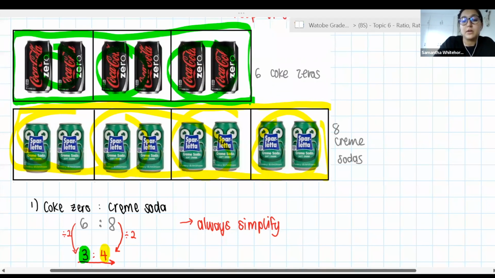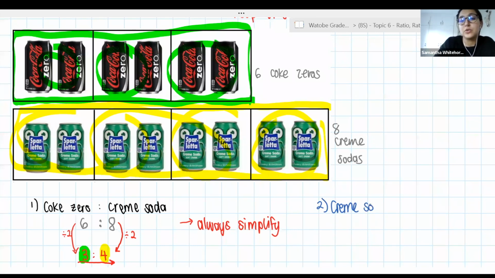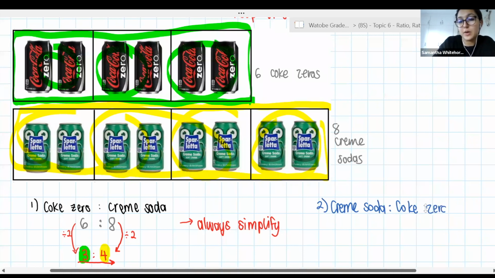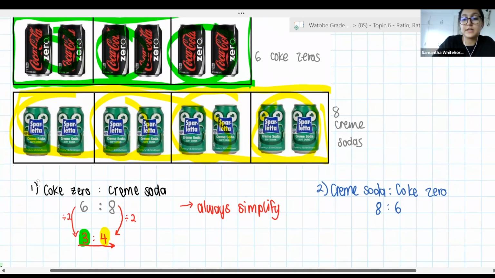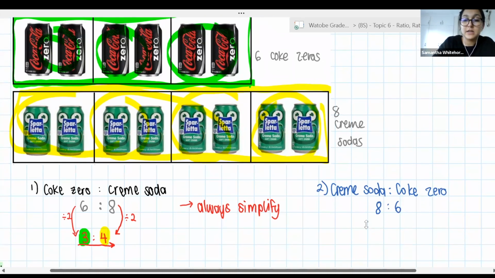If, for example, I had given you a different order, so I had said cream soda to Coke Zero. Now we have to be mindful of where we're writing our numbers. The cream soda was 8 and the Coke Zero was 6. So now we've got 8 is to 6. We know we would need to simplify this by dividing both of them by 3. And so we would get a simplified ratio of 4:3.